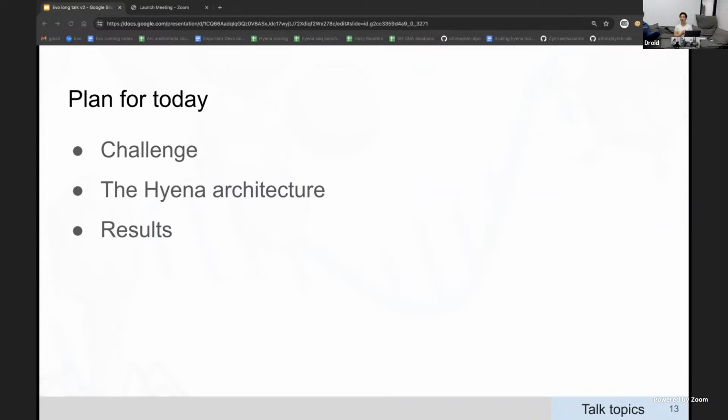So the plan for today is to talk about the challenge, why we think it's interesting to model DNA, and some of the innovation behind a new architecture we call Hyena to model and learn from DNA, and then share the results from what we found in the EVO project.